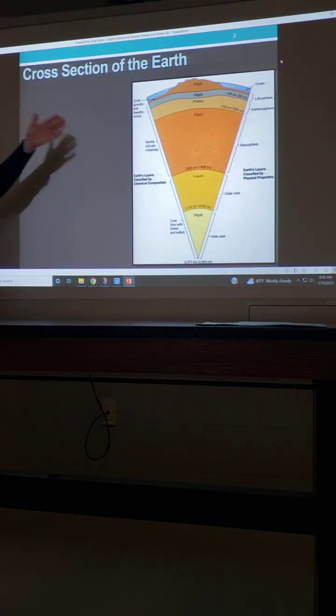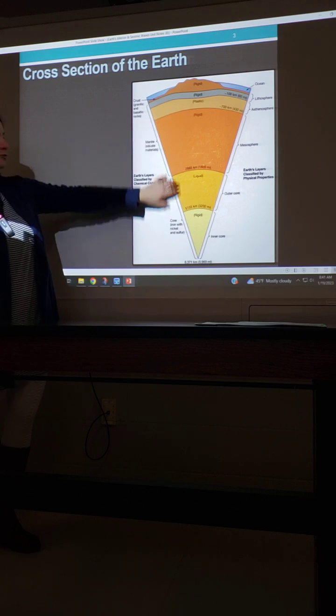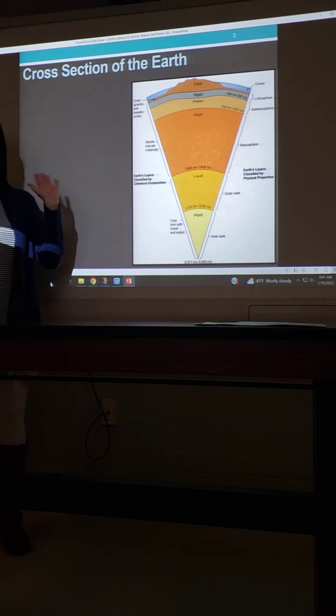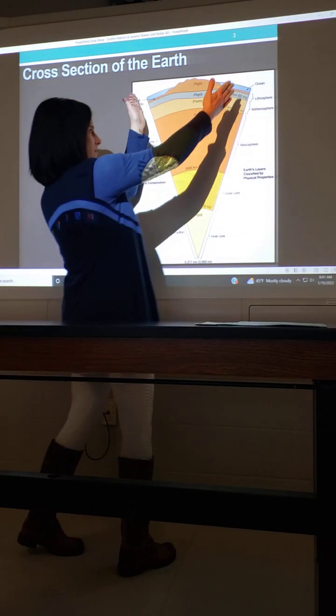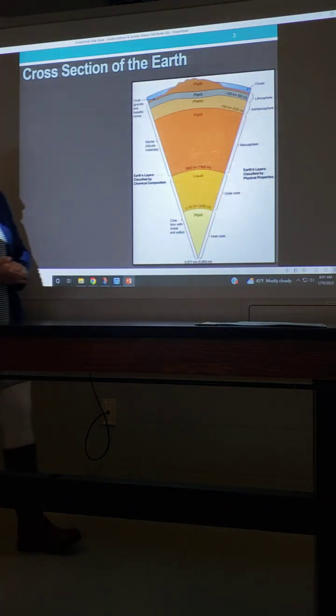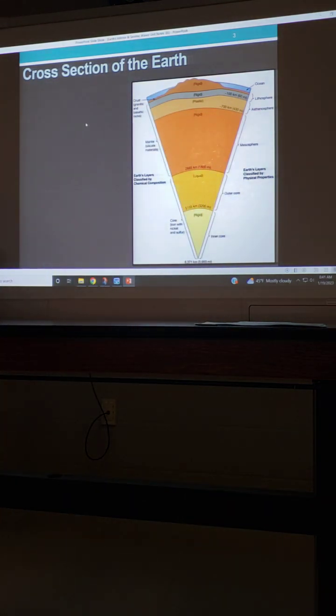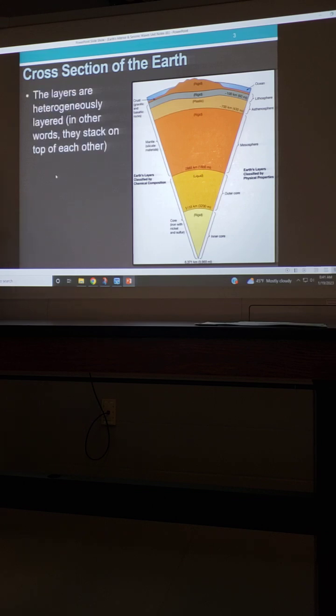So here's another version of a cross section. I always think of it like a slice of pie, where you get that little wedge or slice there. Yum. I know, everything always relates back to food for me. I apologize. Okay, so these layers are heterogeneously layered. In other words, they're stacked on top of each other, but the layers are all very different. That prefix hetero means different, and we'll get to that more later this year.